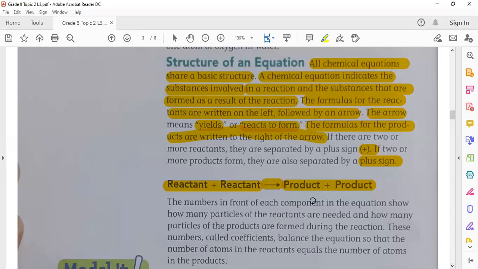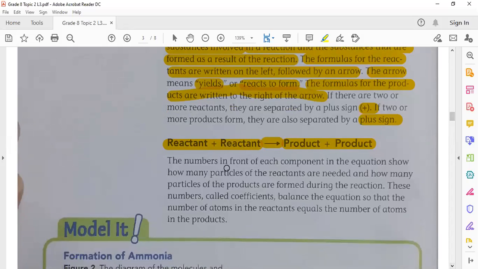Sometimes, in some cases, there is only one product. Sometimes we have 2, 3, 4, whatever. Chemical reactions are not always 2 giving you 2. Sometimes you combine 2 substances to give 1 substance.